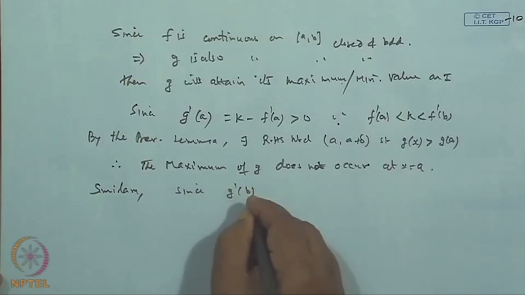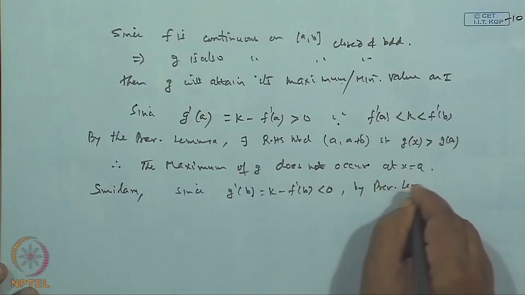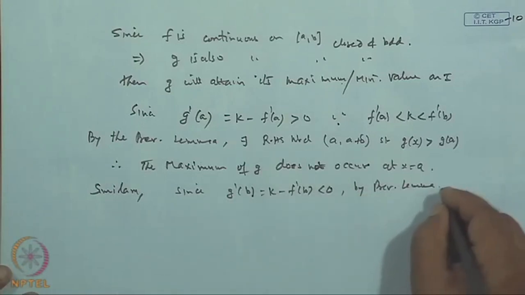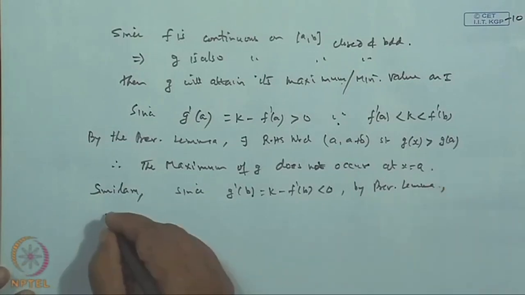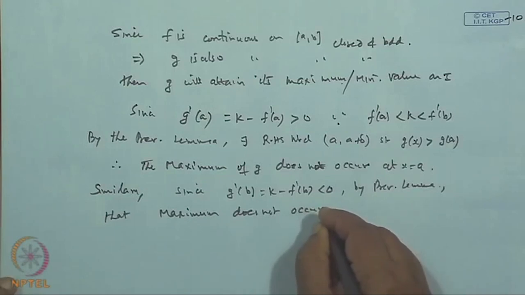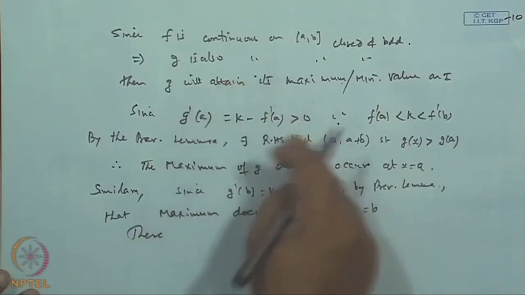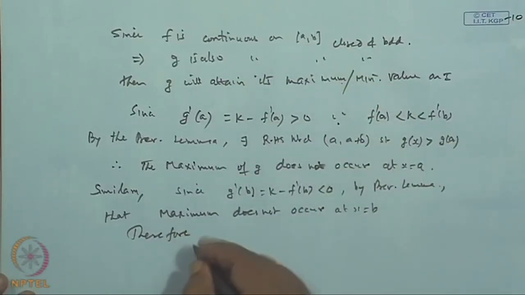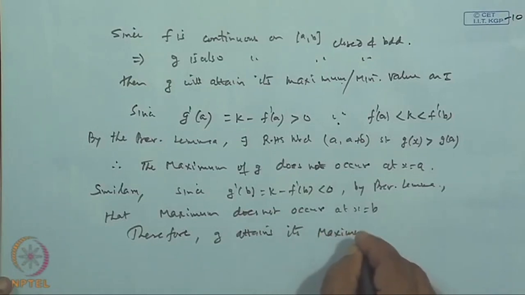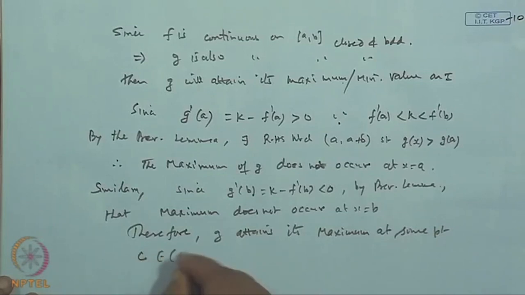Similarly, since g prime of b, that is k minus f prime b, is negative, again by the previous lemma there is a left-hand side neighborhood where the value is greater than g(b). So again the maximum does not occur at x equal to b. Neither at x equal to a nor at x equal to b. But the maximum should be attained because g is continuous over the closed and bounded interval. Therefore g attains its maximum value at some point c which lies in the interval (a, b).